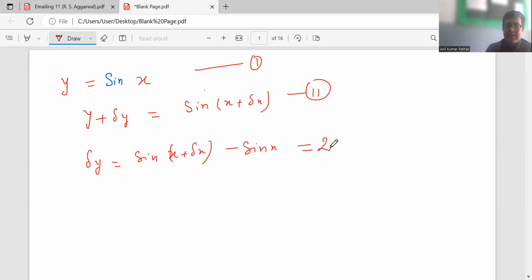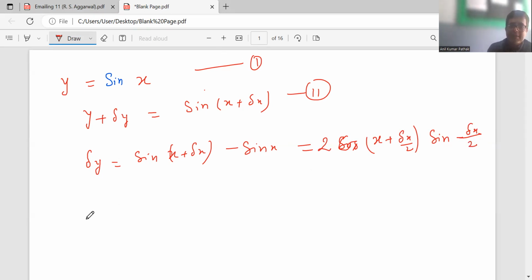So what is the formula? That is 2 cos of (c plus d) by 2. So when you take (c plus d) by 2, it will be x plus delta x by 2, into sin of delta x by 2. Okay. Now what do I do?